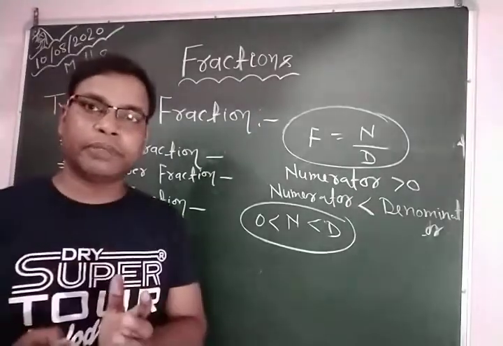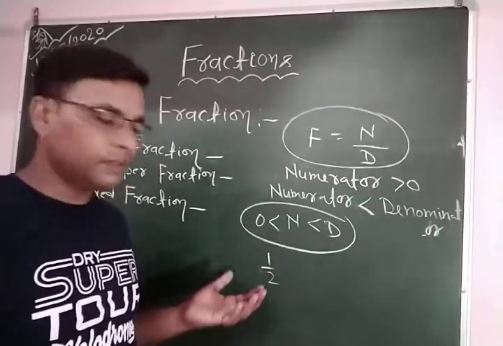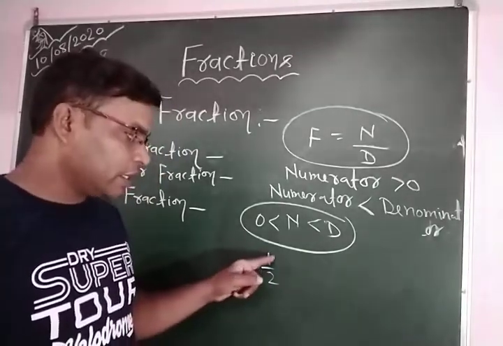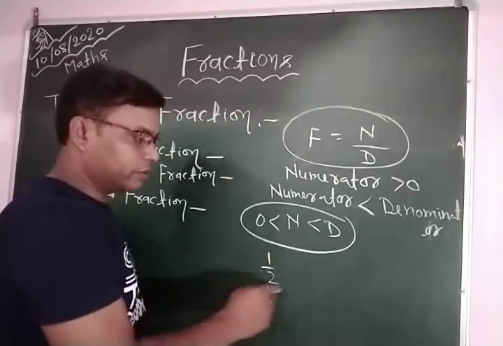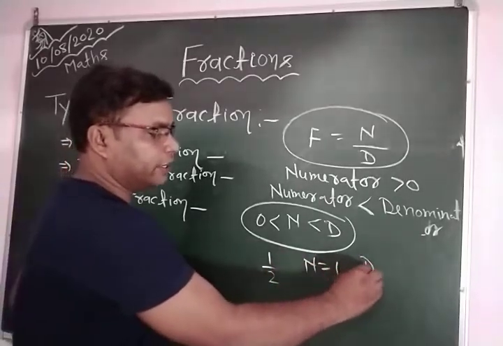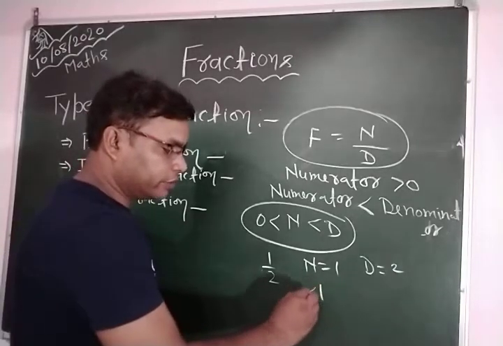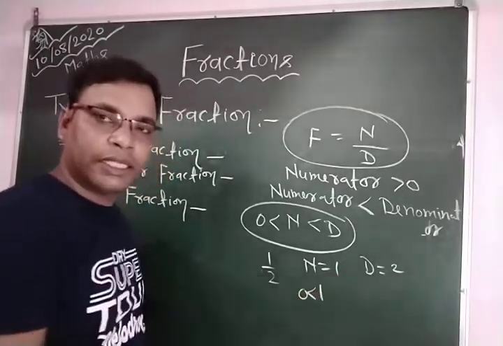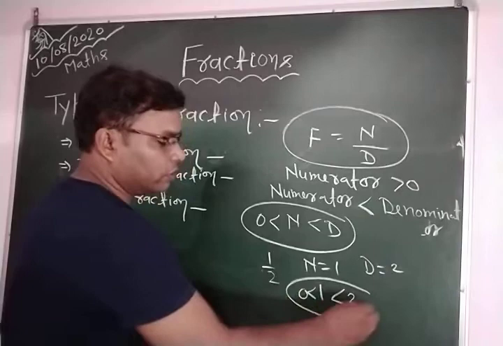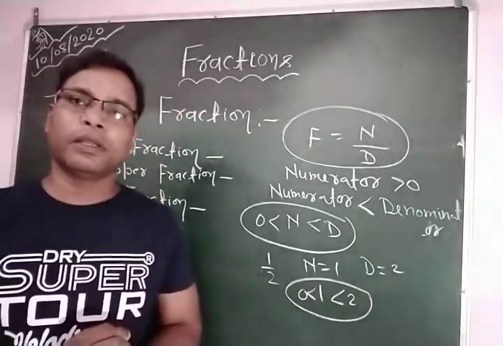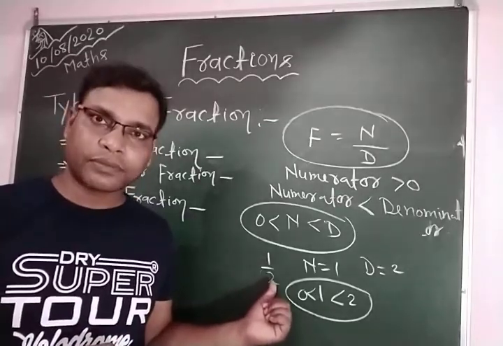So let's see some examples of proper fractions. 1 by 2 is a proper fraction because here the numerator is equal to 1 and the denominator is equal to 2. So the numerator is greater than 0, you can say 1 is greater than 0, but 1 is less than its denominator. What is the denominator here? 2. So 1 is less than 2. So we follow all conditions of proper fractions. Okay, so you can say 1 by 2 is a proper fraction.